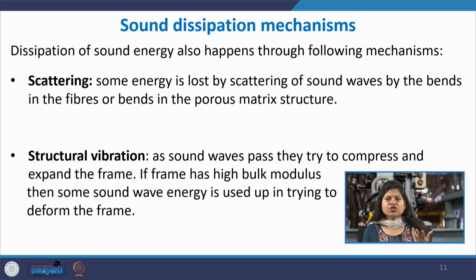So, although viscous shear and friction have a greater impact on reducing the sound energy, some of the other phenomena are scattering and structural vibration. So, what happens in scattering? Some energy is lost whenever the sound wave hits the bends in the fiber or any kind of bends in the porous matrix structure, then scattering happens.